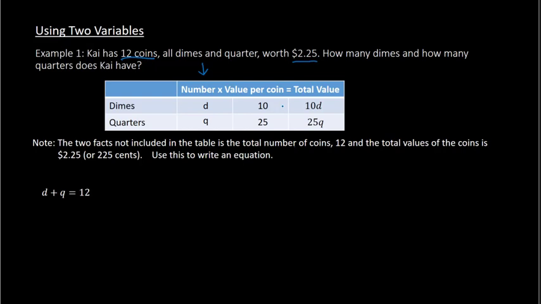And now I can create a second equation using my total value, which is 225. And that requires us to look at this last column. So if I add up the value of the dimes, so 10D, add that with the value of the quarters, 25Q, that will total 225 cents. So 10D plus 25Q equals 225. So from here I have my two equations, and at this point I can then solve.